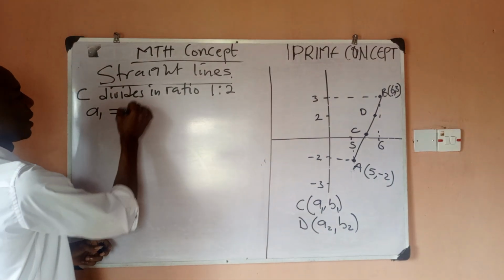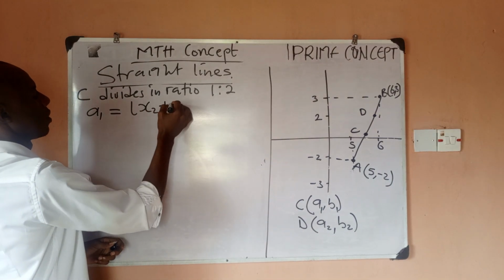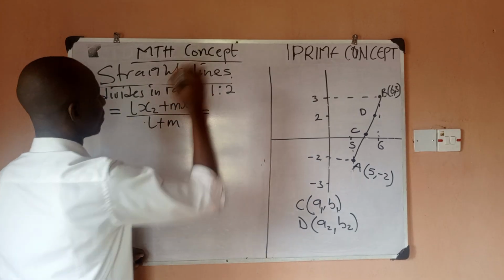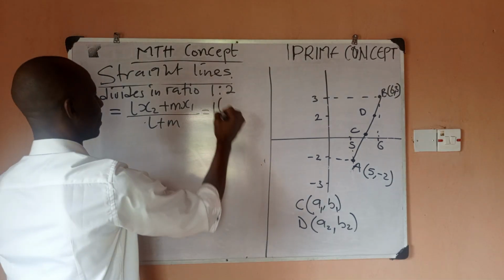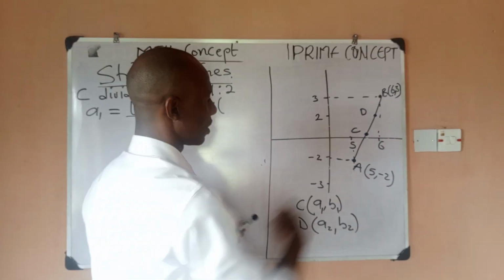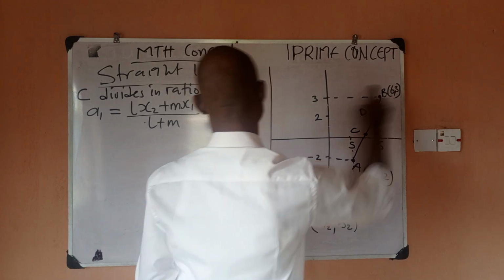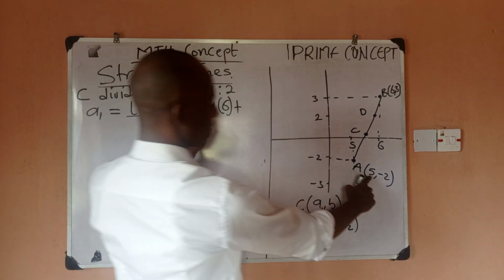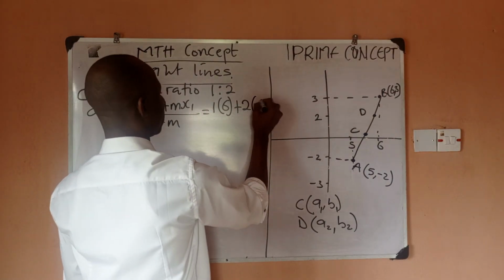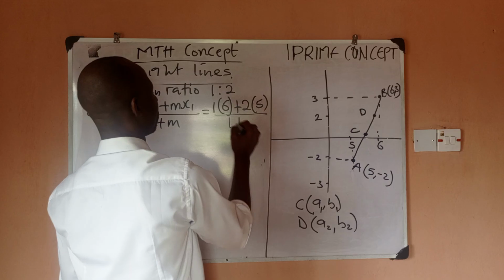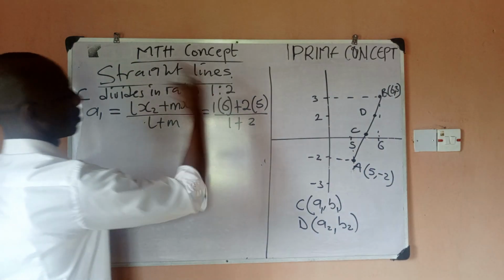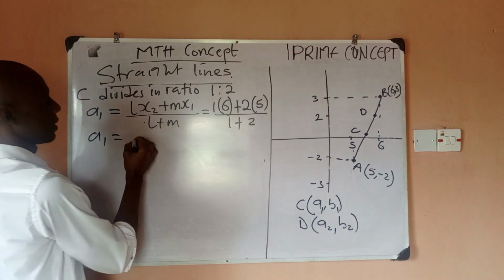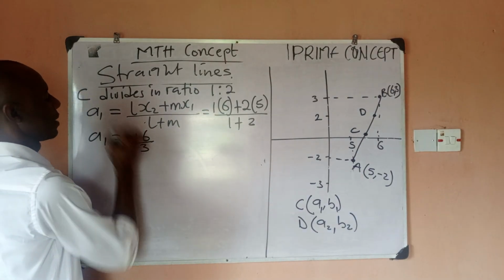So that for me to find my coordinate A1, which represents your x coordinate, it's going to simply be lx2 plus mx1 divided by what? L plus m. So using this, our L in this case is what? 1 into our x2. Remember, we're considering this as 2. So our x2 is 6, then plus our x1 is 5. So we have 2 into 5, right? Divided by 1 plus 2, which is L plus m. So my A1 is going to simply be 6 plus 10, 6 plus 10 is 16 divided by 3, right?